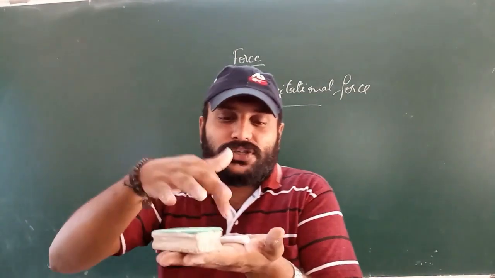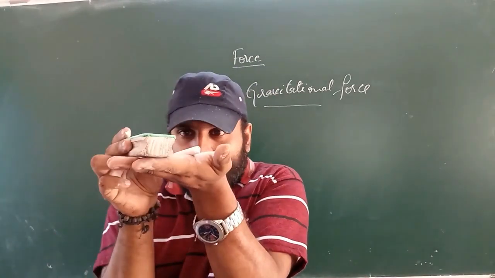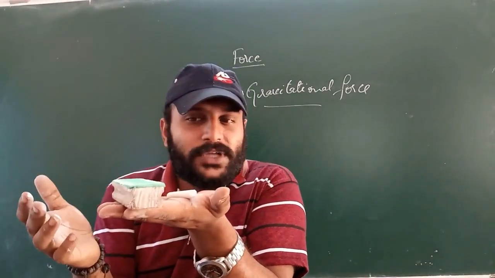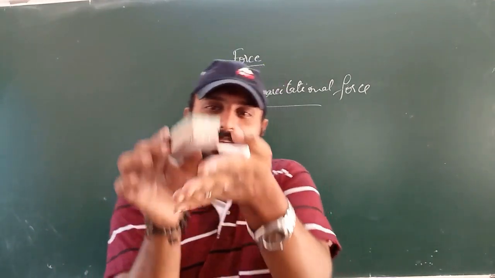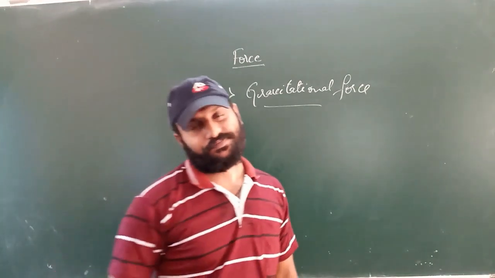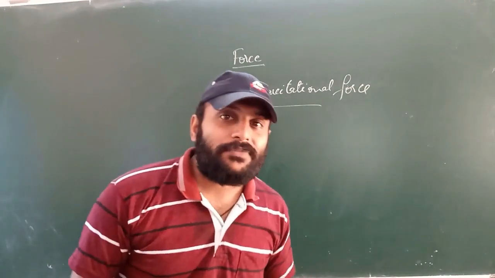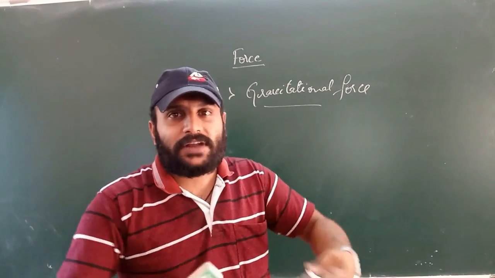If there is a force of attraction, then these two objects should attract each other. But we are not observing that. But what we can observe here, if I remove my hand, what will happen? These two objects are attracted towards the earth. Means what? What we can say is, whatever I am saying is wrong.